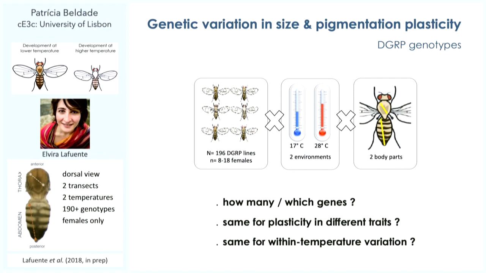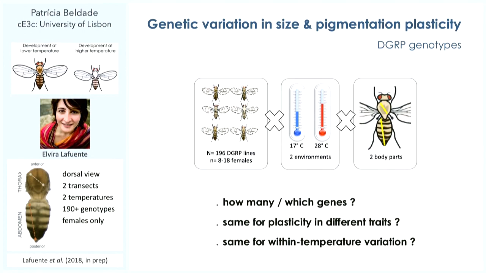So we have many genotypes, we grow them at two temperatures, and then we measure two body parts. And we want to know what is the genetic basis. So what explains differences in plasticity? Oh, first of all, are there differences in plasticity, which you kind of pretty much knew there were, because there's always variation when you look for it. What are the genes that are responsible for that? Are they the same genes that explain inter-genotype variation within one temperature?